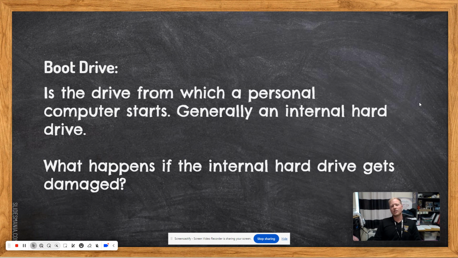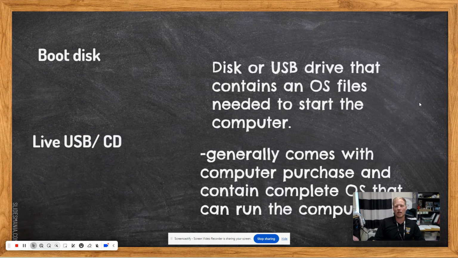So the boot drive is the drive from which a personal computer, a PC, starts from, okay? Generally, a boot drive is found inside or on the internal hard drive. But what happens if that gets damaged? So the boot drive is the drive from which a PC starts. Make sure you have that definition. Well, if that fails, you can use a boot disk. A boot disk is a disk or a drive that contains an operating system that is used.